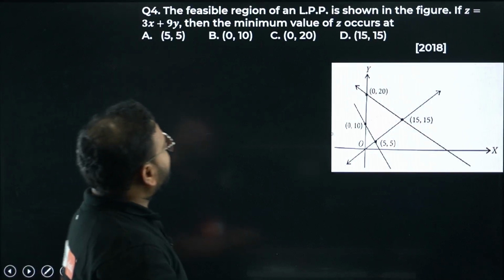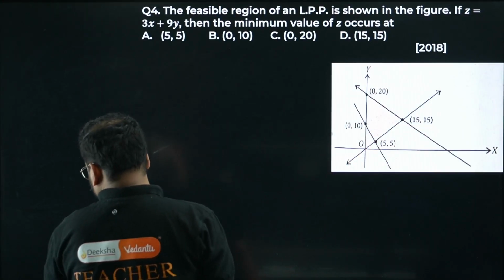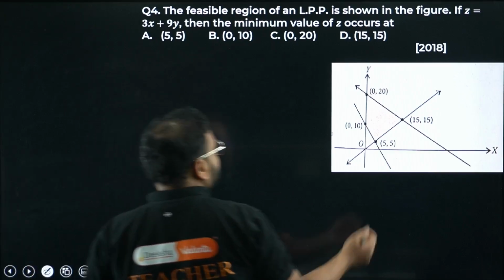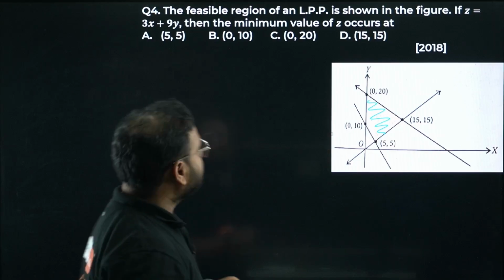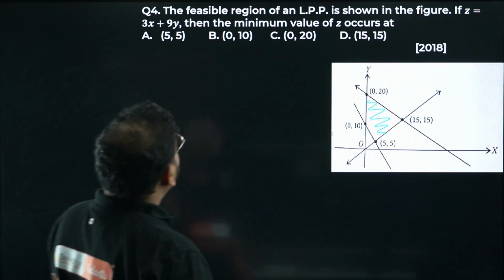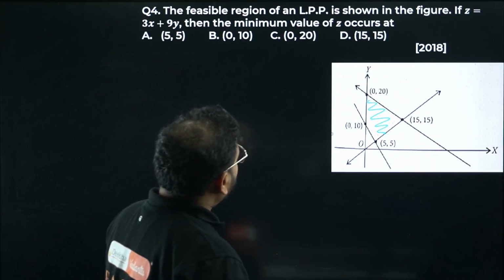The feasible region of the LPP is shown over here. I hope this is clear, right? If not, I'll just shade it. This is the feasible region, okay? Now clear? So they are looking for the minimum value of z. Minimum value of z. So let's just cross check.